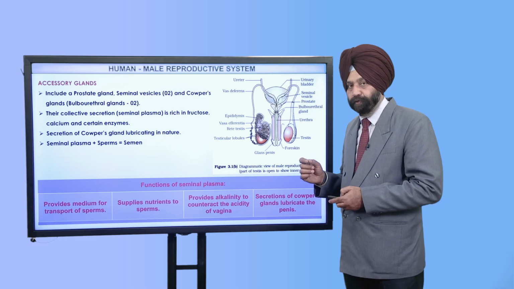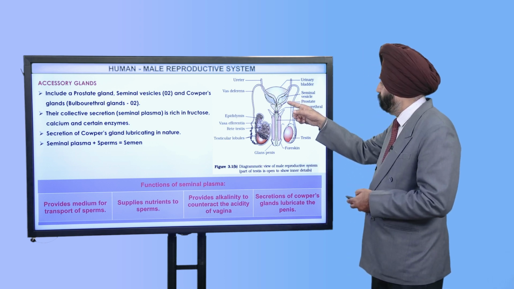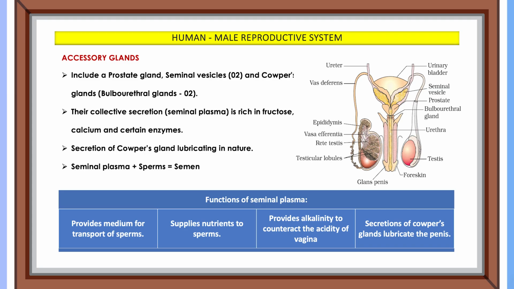Now we shift on to the accessory glands. They consist of a prostate gland, seminal vesicles, and two small bulbourethral or Cowper's glands. The collective secretion of these three glands we call seminal plasma. It is rich in fructose, calcium, and certain enzymes. The secretion of the bulbourethral or Cowper's gland is lubricating in nature. Now the semen that we call is sperms plus the seminal plasma that we see here.